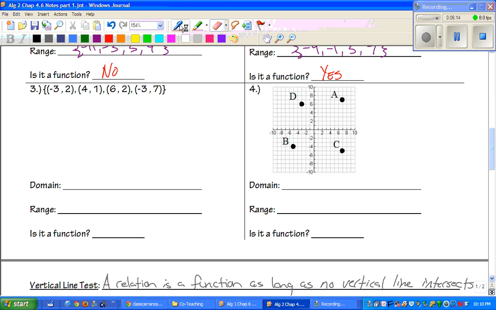The first thing we have to do is write the domain and the range. So domains are all of the x's. So -3, 4, and 6. When we're doing this, we are not allowed to have repeats. And our range, all the other numbers, in order from least to greatest, 1, 2, and 7.